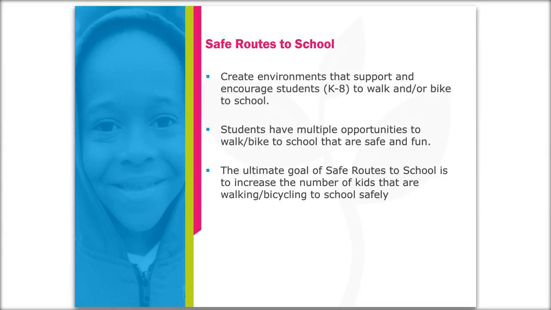The Safe Routes to School initiative creates environments to support and encourage students K through 8 to walk or bike to school. Students have multiple opportunities to walk and bike to school that are safe and fun, and the ultimate goal of Safe Routes is to increase the number of kids that are walking and biking to school safely. The Safe Routes to School initiative is also a great way for kids to get physical activity and energy out before and after school.